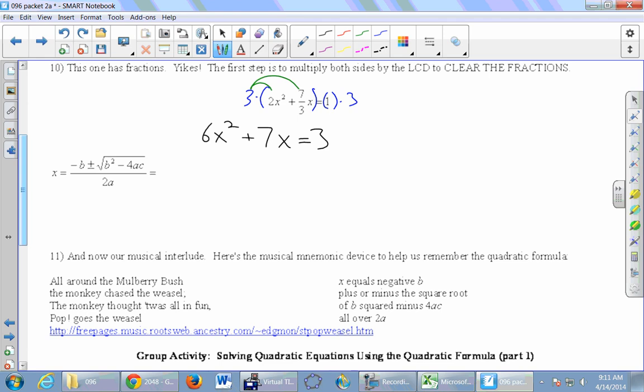We got to move the 3 over first. It has to look like equals 0. Quadratic formula assumes that you've already got it in standard form. So move the stuff to the left. 6x squared plus 7x minus 3 equals 0 by subtracting 3 from both sides.